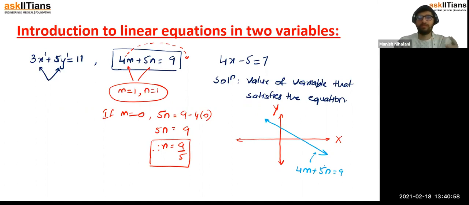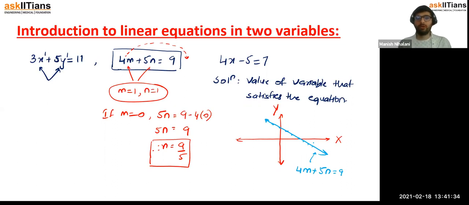When we say this is the graph of this line, we would be able to interpret that if this is a straight line, then it is made up of infinite points, right? And those points are m equal to 1, n equal to 1. Similarly, there are many other points, that is m equal to 0, n is 9 by 5. So we would be getting infinite points on this straight line. So these are called solutions of this equation. Right, these are called solutions of this equation. I hope you all got a glimpse of what a linear equation in two variables looks like, right?